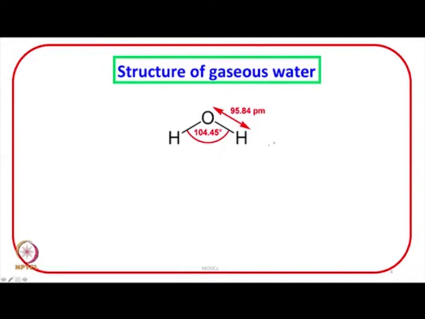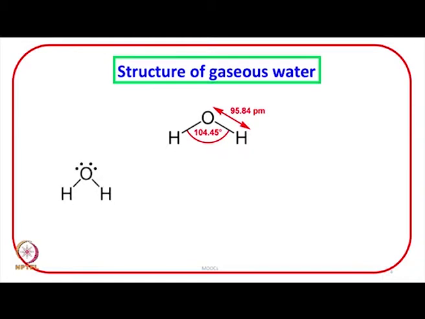Structure of a single water molecule, if I say the gaseous water. This structure is taught at class 11 or class 12 level, that there are two covalent bonds. The bond angle HOH is about 104.5 degree, and there is about 95.84 picometer distance between oxygen and hydrogen. Knowing the properties of water is very important, because in biological systems we have been repeatedly emphasizing the significance of water.